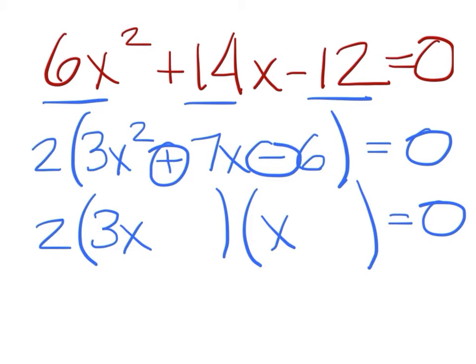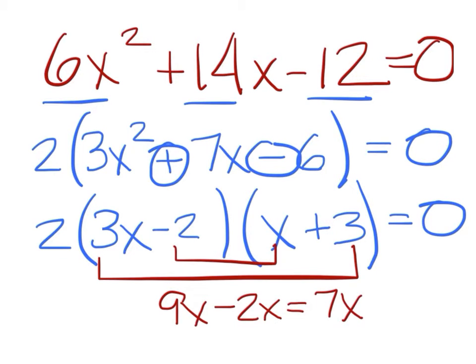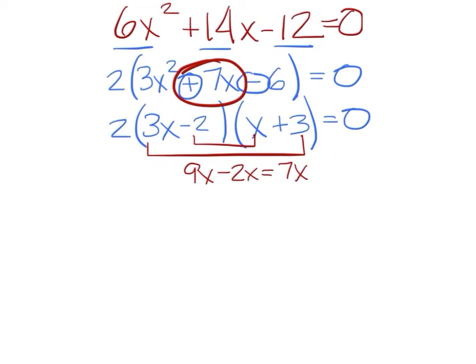And what can we try for the 3x? What should we put in? Positive 2 or a minus 2? Alright, I'll try minus 2 since I heard 2 of those. And what else should I put over there? Plus 3. Okay, well, let's check this. That's 9x, and this is minus 2x. Does that give me 7x? Yes, so we have to solve.